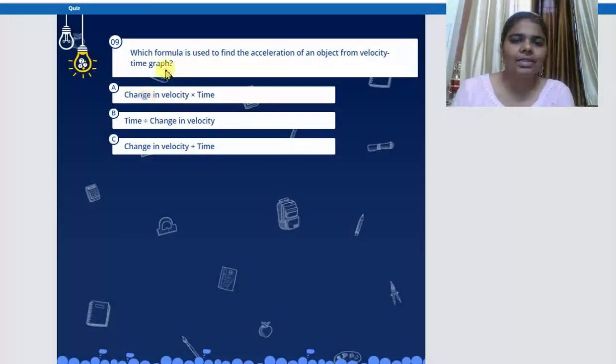Let's move to the quiz. Yes. So the option will be four, change in velocity divided by time. Yes, this is the answer.